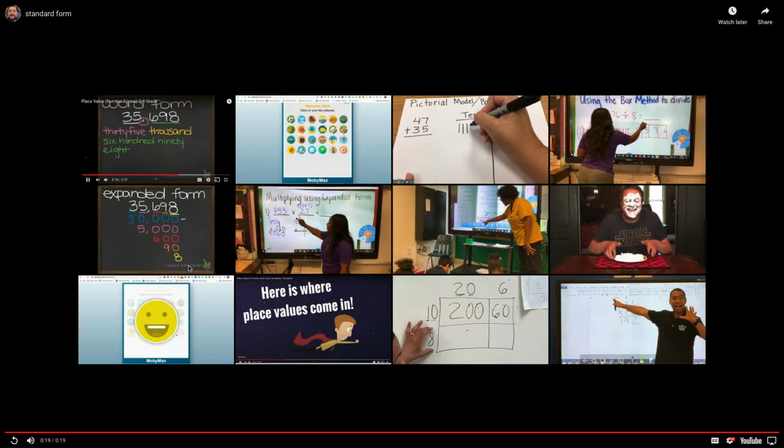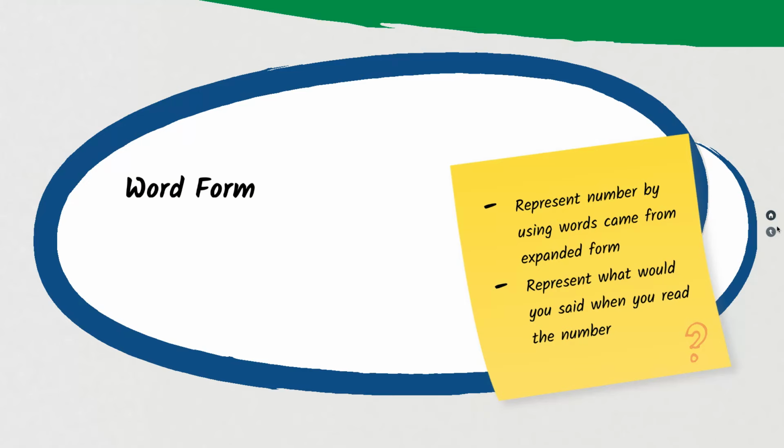The next form is the word form. The word form is when you represent the number using words. It represents what you would say when you read a number. Let's see one example of how we do this.